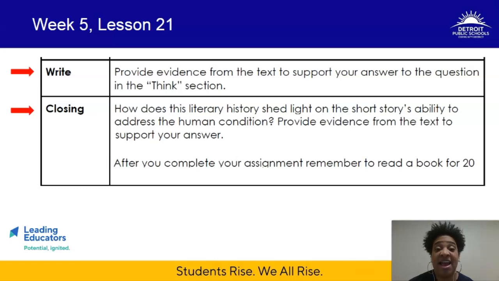All right. I am going to do a quick model of your think, write, and close today. And we're going to do that without pausing because it is activities that actually link together. They build on each other.